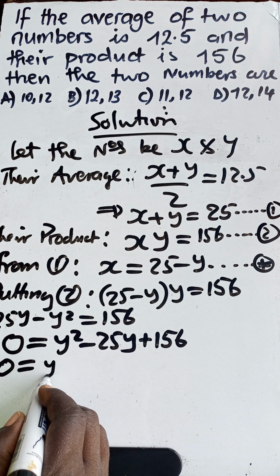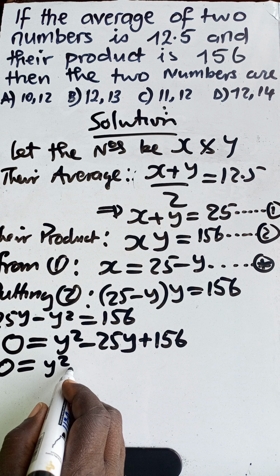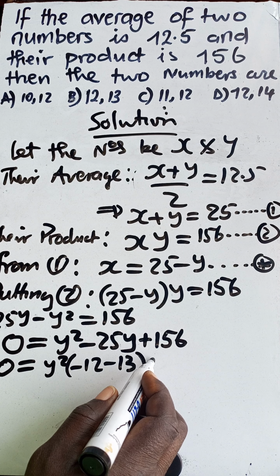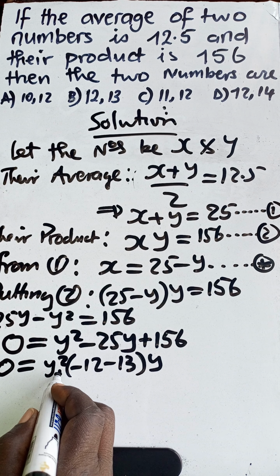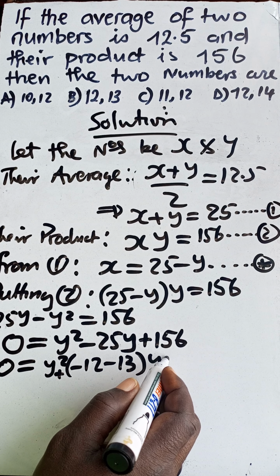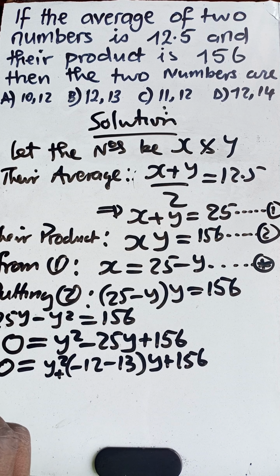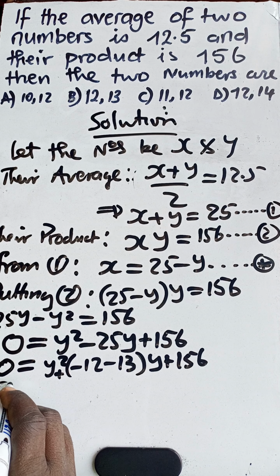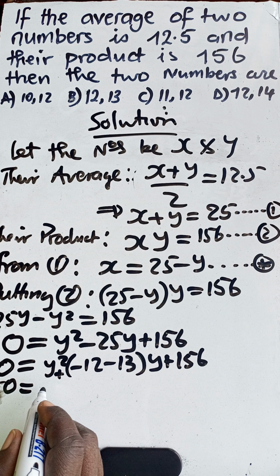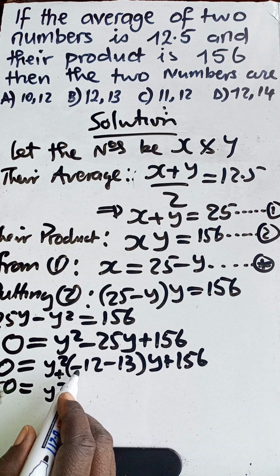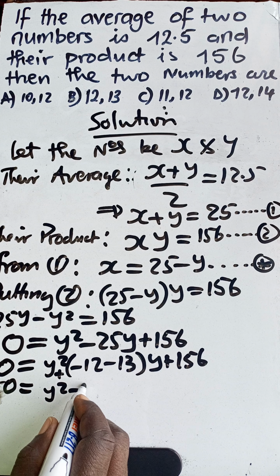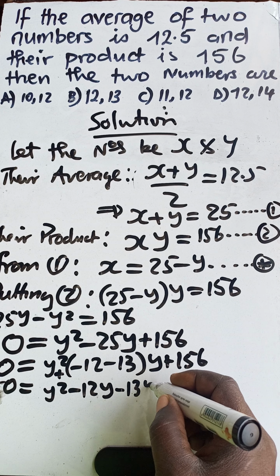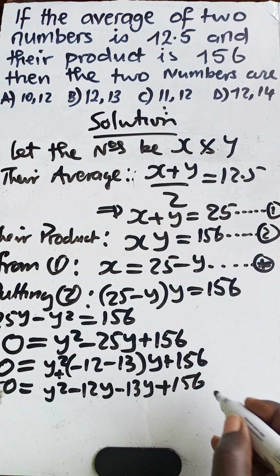So we have 0 is equal to y squared. In the place of negative 25, we'll put negative 12, negative 13, all of that multiplied to y. Remember, there's a plus here, and then plus 156. Let's open out this bracket. We have 0 is equal to y squared, y multiplied to negative 12 is negative 12y, negative 13 multiplied to y is negative 13y, plus 156.